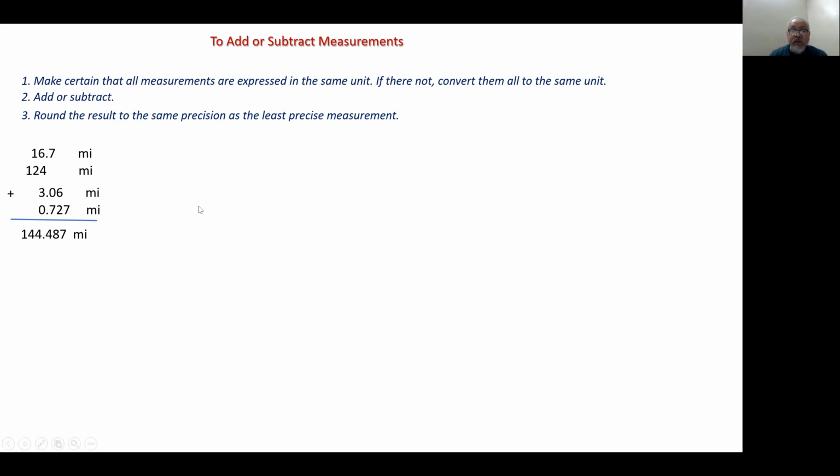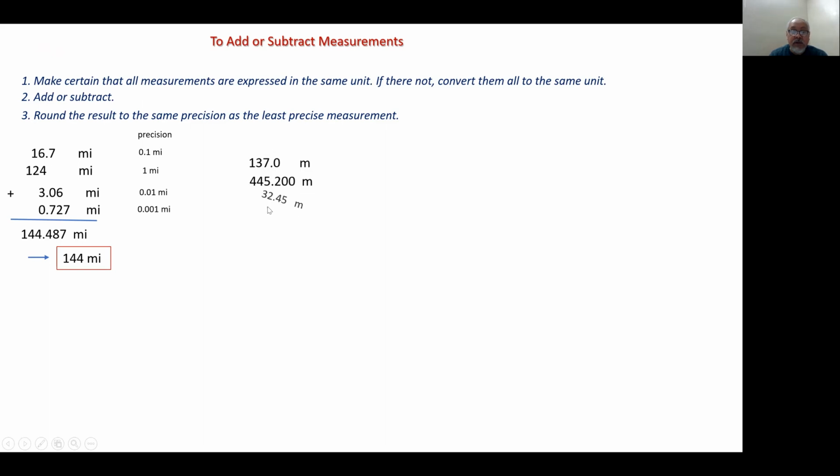Okay, now let's find the precision for each measurement. What is the precision for the first one? 0.1 miles. For the second one, 1 mile. For the third one, 0.01 mile. For the last one, 0.001 mile. Okay, what is the least precise? 1 mile. So this answer must be represented with only this precision. In this case, it's going to be 144 miles. Correct? Perfect. Let's go for another example.